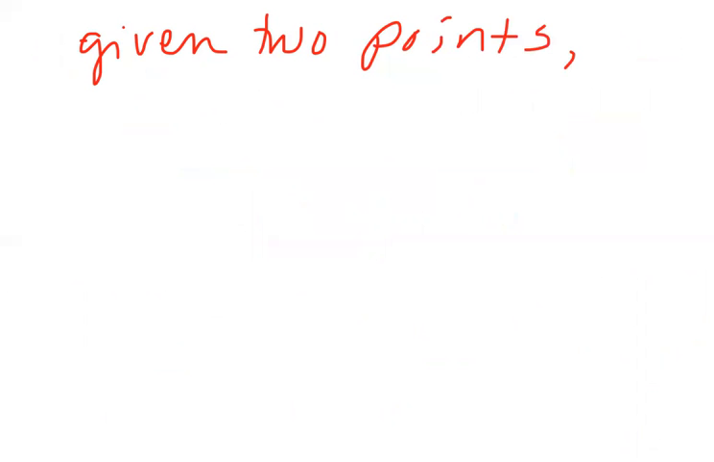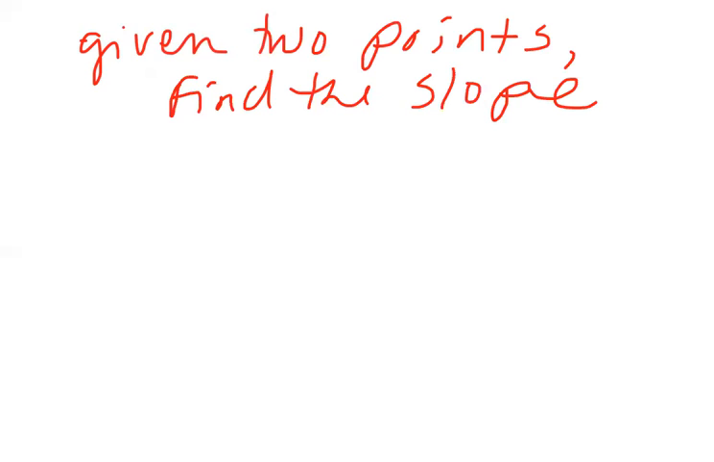Now, last thing before I start looking at some examples with you guys: if you are given 2 points, remember you need 2 components to write the equation of a line. If you're given 2 points, you're missing a slope. So the first thing you have to do is find the slope first, and then use one of the points, and then write your equation. Given 2 points, find the slope first, guys, okay?